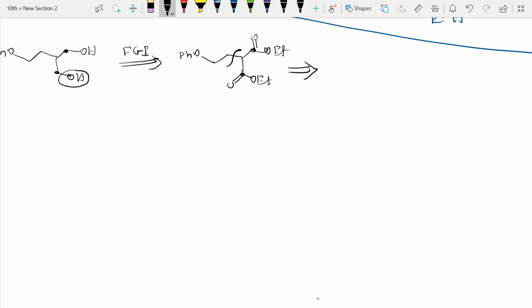So here I can dissociate. So 1,2, right? This carbon-carbon dissociation I can do. So what I will get is PhO, CH2Br I can put here, and here I will get COOEt, and here this COOEt, and this negative charge I can put hydrogen here, right? It is known, right? So these are the starting reagents.